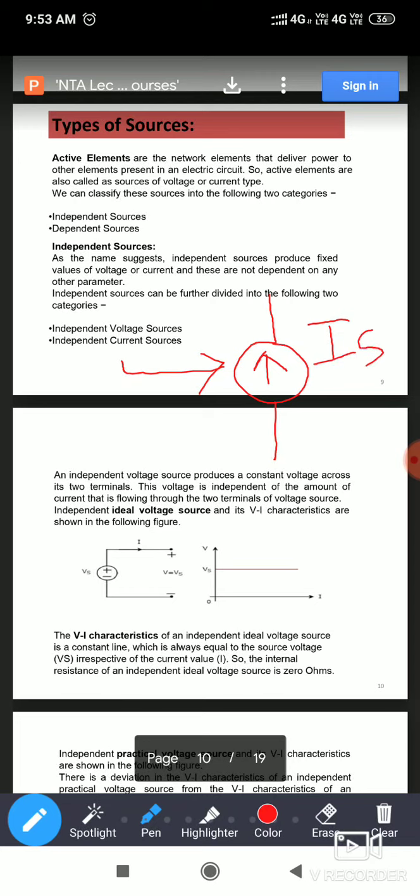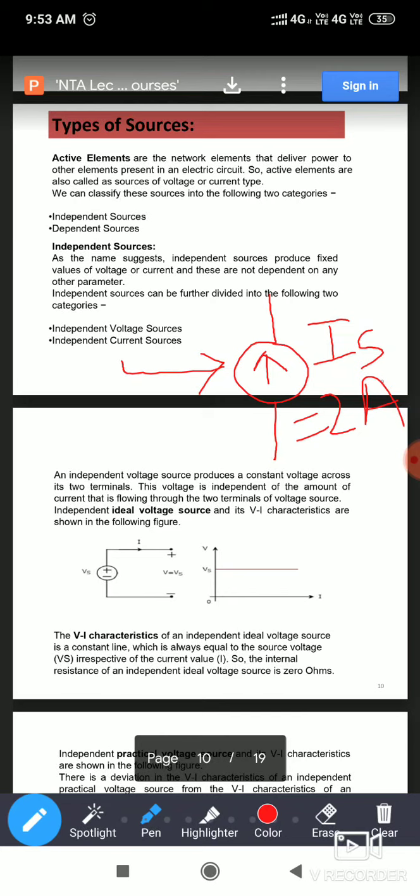What is the value of this current source? Generally we can write it as Is. Suppose the value is 2 ampere, 5 ampere, 10 ampere, whatever it may be. This is called the independent current source. Once you observe the symbol, you can easily tell that this is the independent voltage source and this is the independent current source. Once you classify, you can easily apply the theorems and find the parameters. If there is confusion in identifying the source, it will create problems for you. So clarity is important.